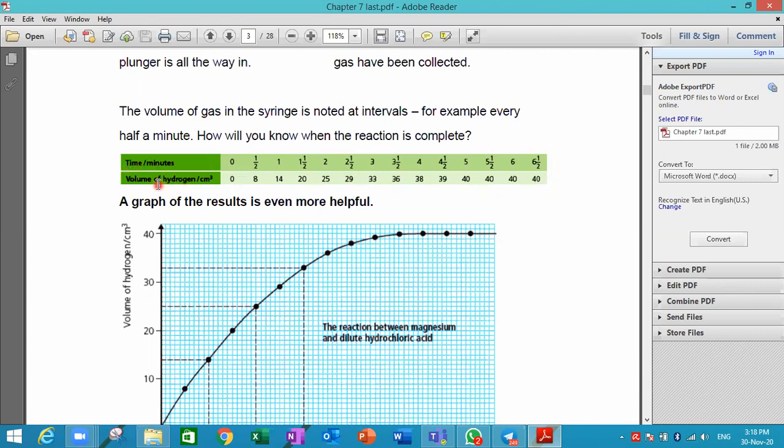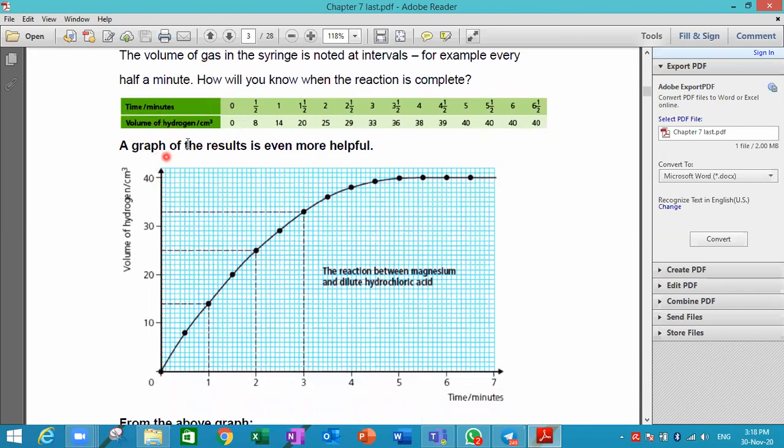So here, these are the results of one of the experiments where the volume of hydrogen gas collected was, of course, 0 at the beginning of the reaction. And after half a minute, 8 centimeter cube of hydrogen gas were collected in the gas syringe. After 1 minute, it was 14, and so on, until we reach a volume of the hydrogen gas after which it will not increase. Why will the volume not increase after 5 minutes?